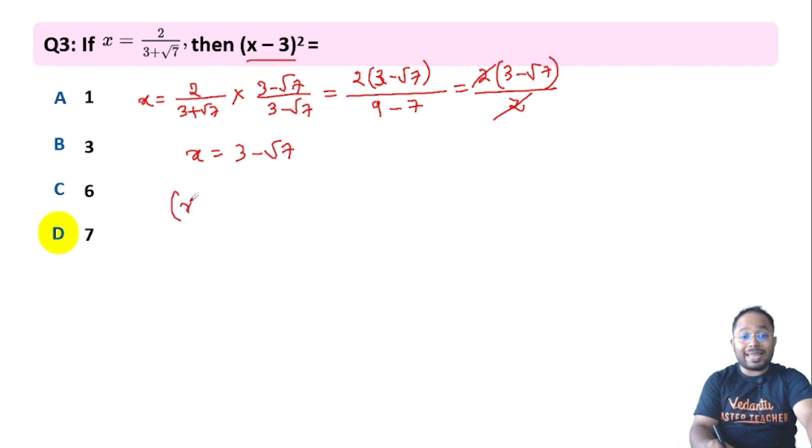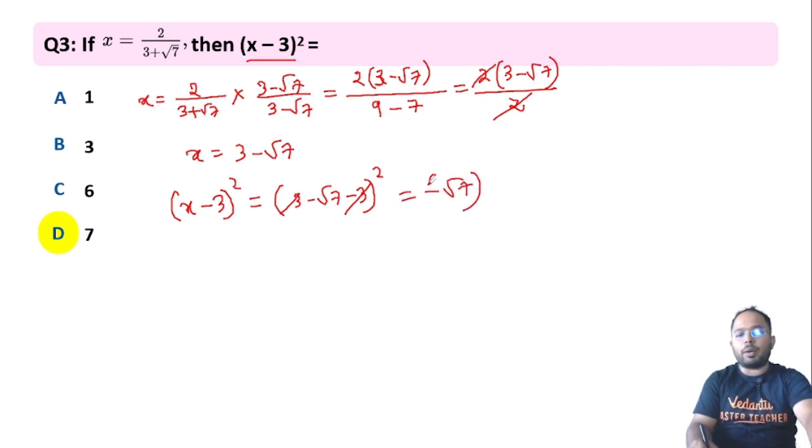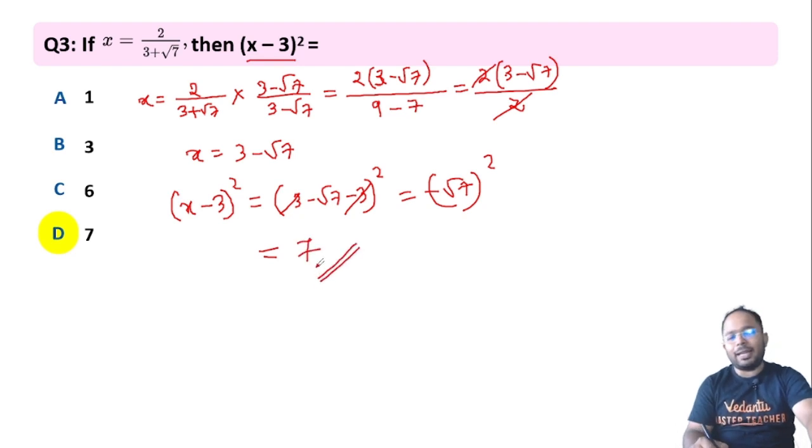Now the question is x minus 3 whole square. Now we can use this smartly here: 3 minus root 7 minus 3 whole square. So that minus 3 and positive 3 cancel out. So we get minus root 7 whole square. Now whole square means what? We always get a positive sign, and root 7 whole square gives only 7, and that's what the correct answer is. Let's move on to the next question.